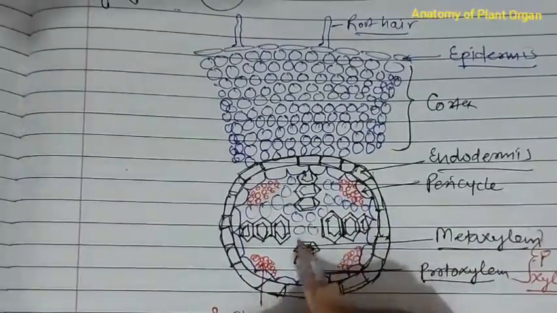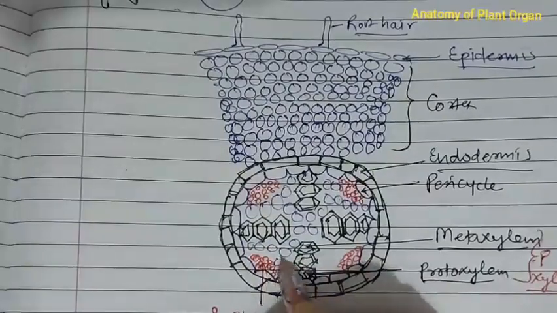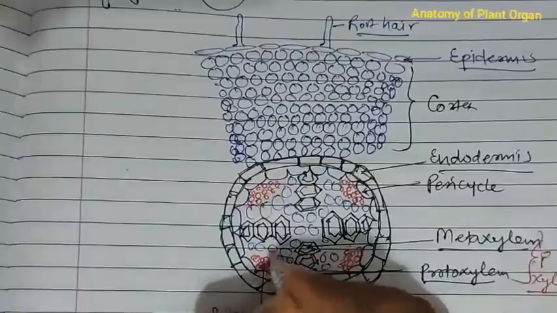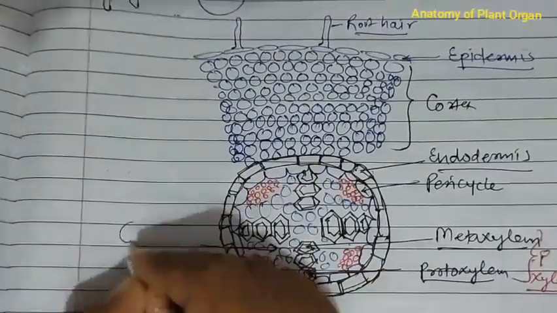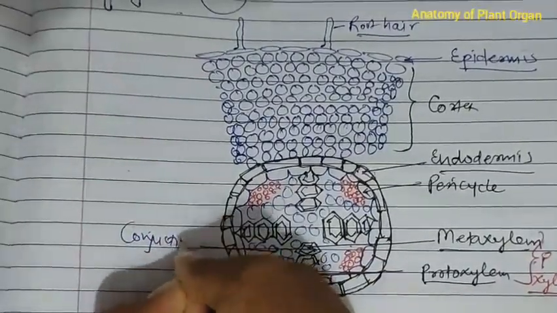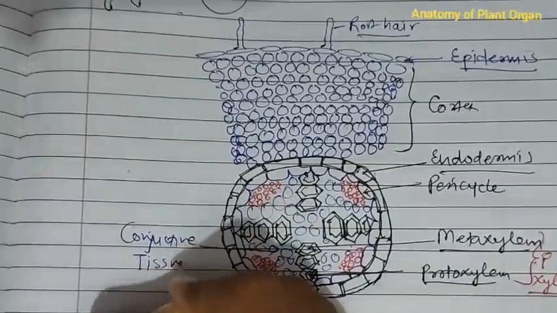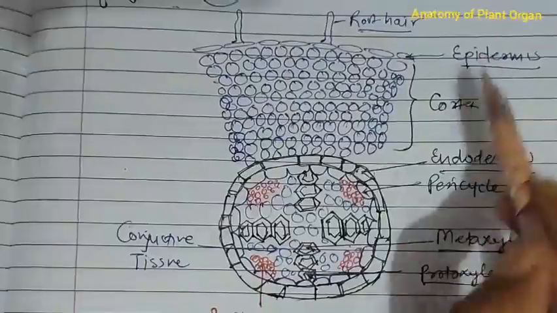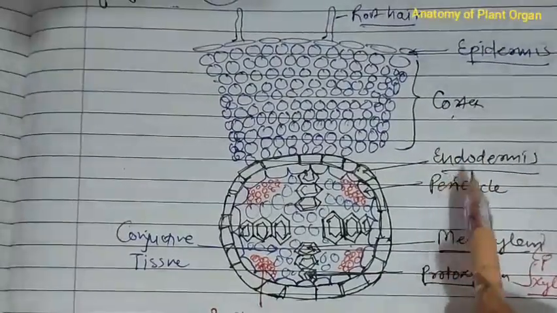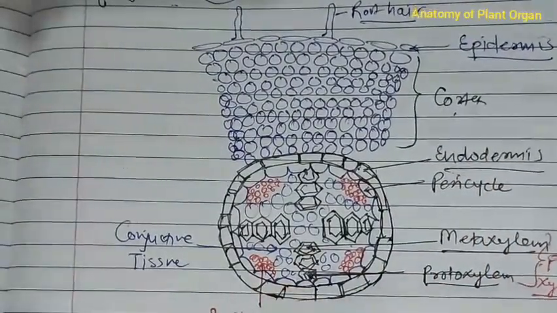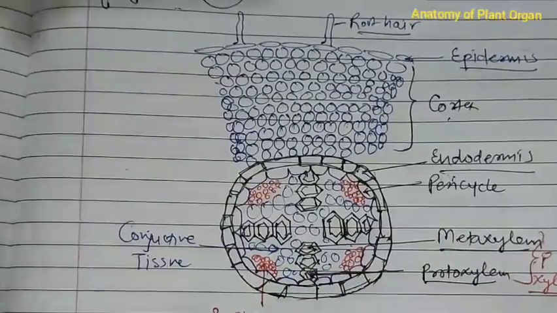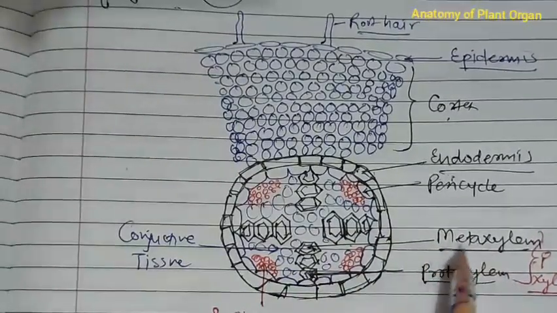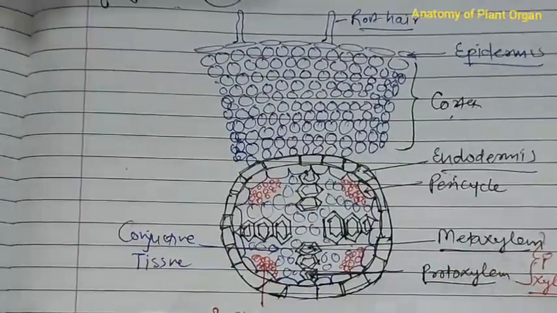These are the conjunctive tissue. So by seeing this, we come to know that there is epidermis, cortex, endodermis, conjunctive tissue, and a radial arrangement of the vascular tissue. By seeing this diagram, we also know that they have an exarch arrangement of the protoxylem.